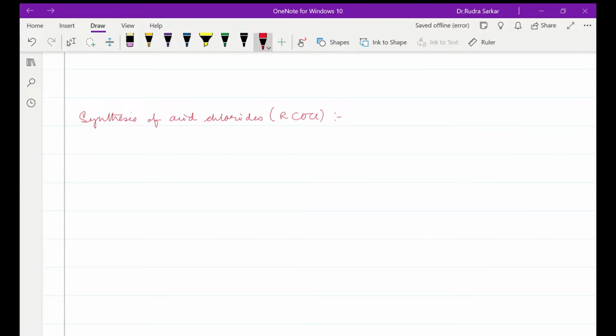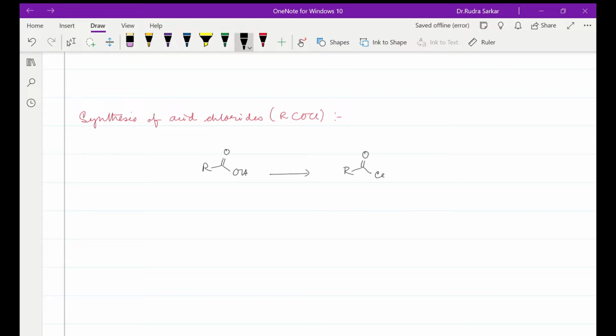because it is involving the substitution reaction that is introducing a beta leaving group inside the molecule. So what you are trying to do is, suppose you have a RC double bond OH, and from here you are trying to make RCOCl.